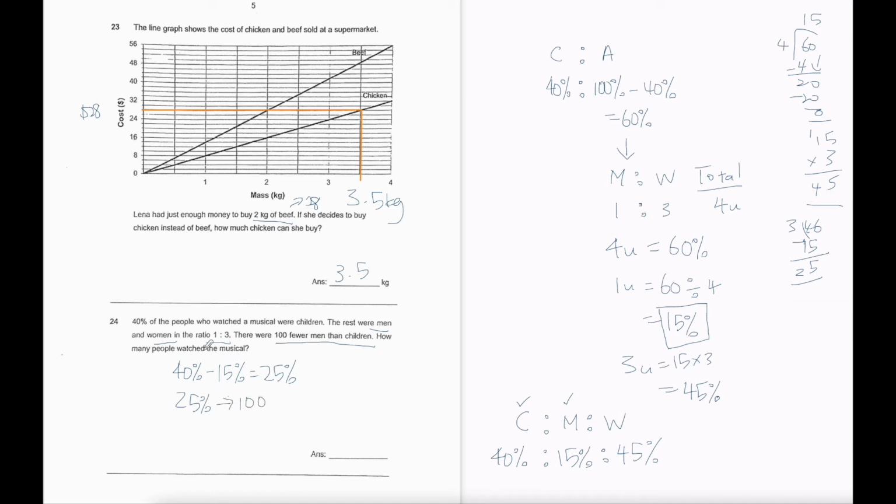And 25% equals to 100 people. How many people watched the musical? I need to find 100%. Okay, so use this method. 100 over 25 times 25. Times 100, my bad.